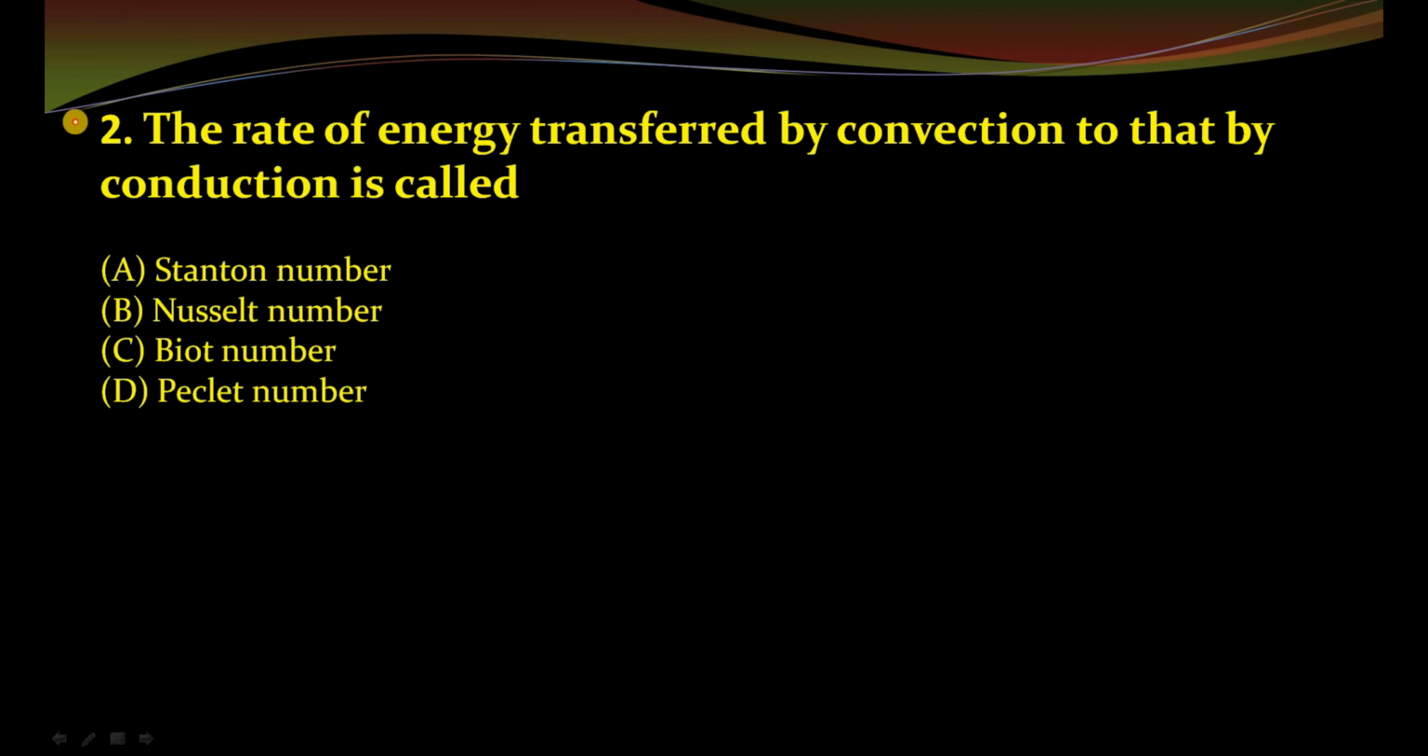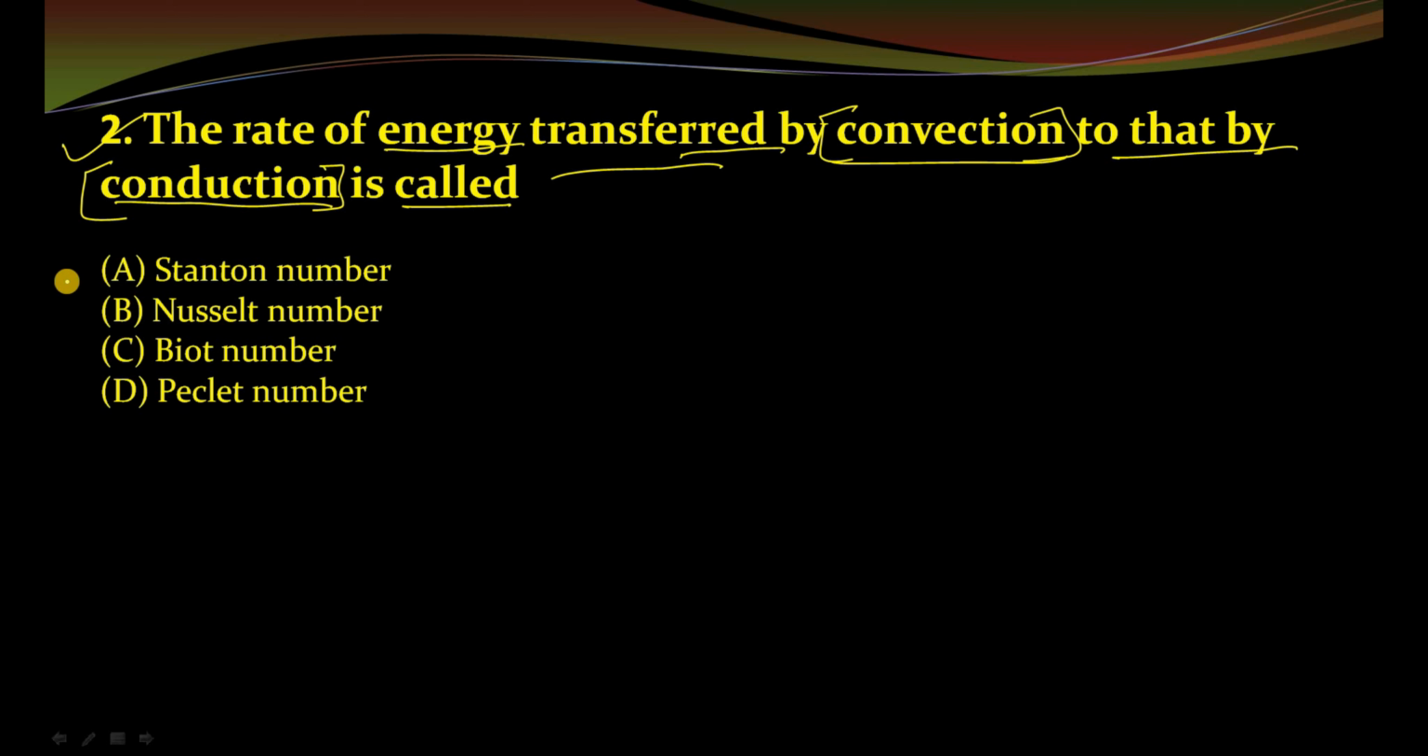Now the next question is: the ratio of the rate of energy transferred by convection to that by conduction is called. Here are the two terms that are very important: convection and conduction. And here are the four options. The first one is Stanton number, the second one is Nusselt number, third one is Biot number, and the fourth one is Peclet number.